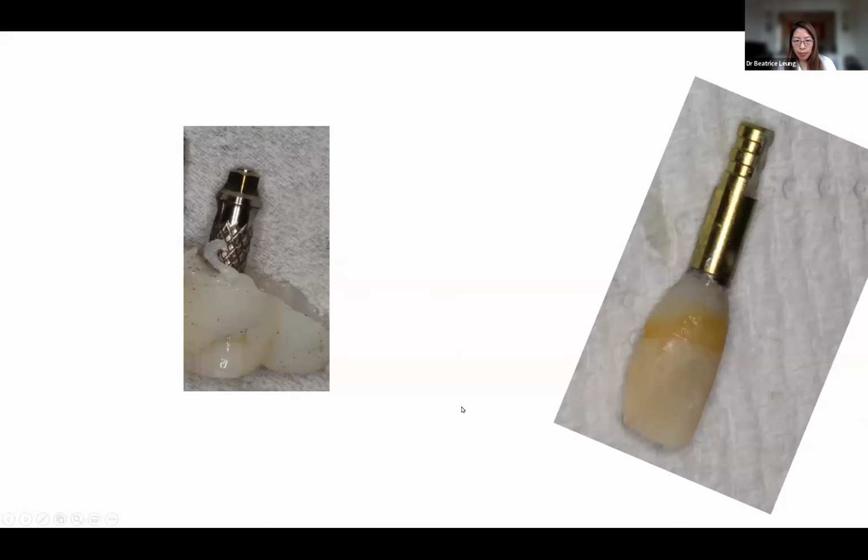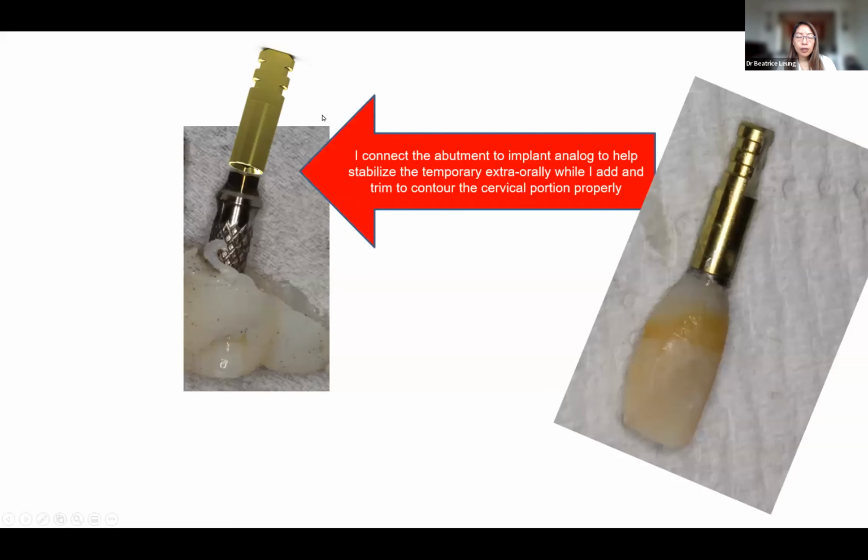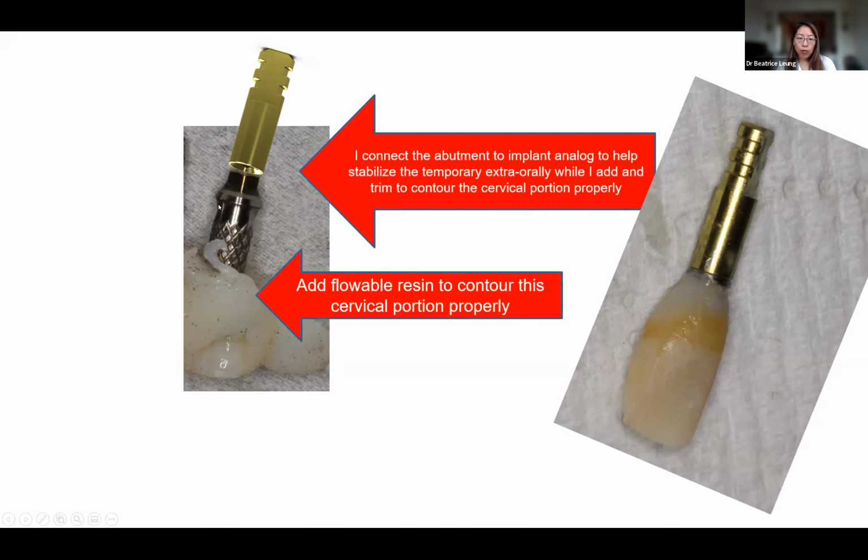Once it's outside the mouth, the first thing you need to do is connect that temporary. I usually have an analog ready because it helps me hold this temporary crown better. Basically, I connect this abutment to the analog to help me hold this whole piece. Then I just add flowable resin all the way to this finish line, and I start shaping this to make it look like a tooth.